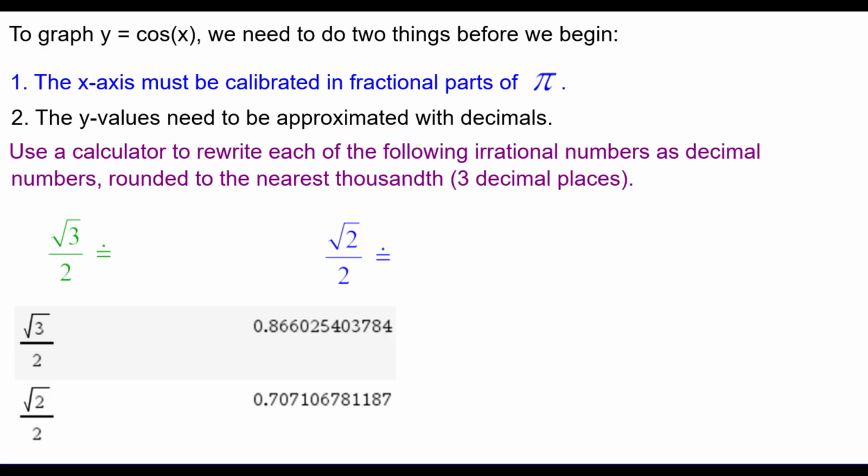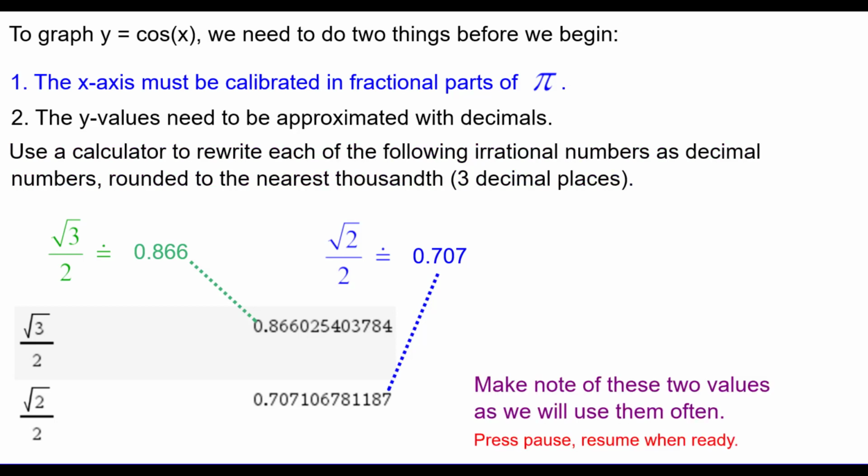So radical 3 over 2 approximates to about 0.866, and the square root of 2 over 2 is about 0.707 to 3 decimal places. Make note of these two values as we will use them often. Press pause, resume when you're ready.